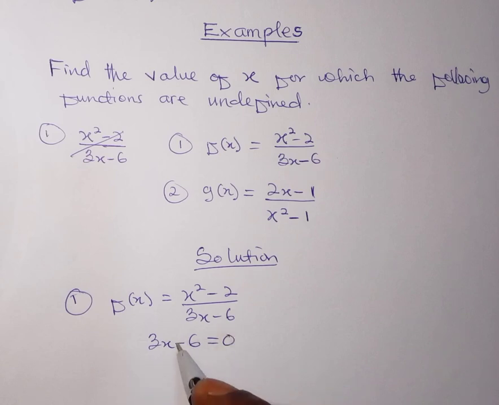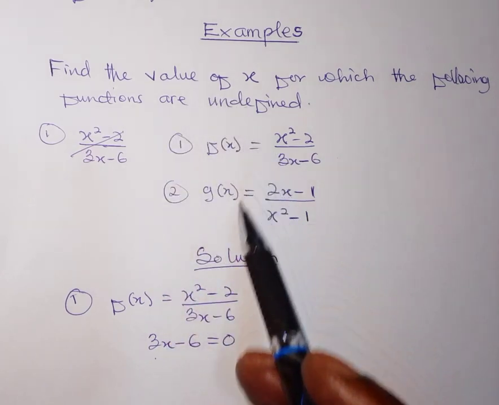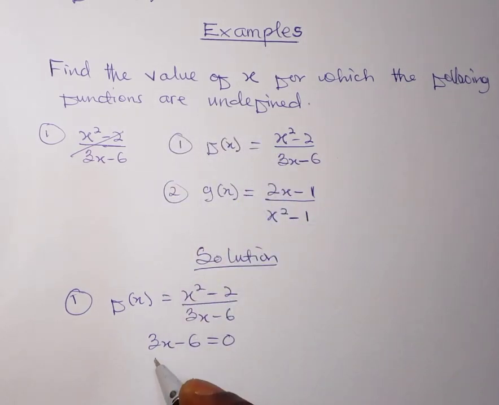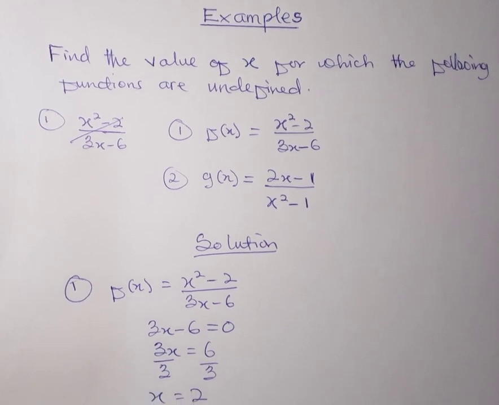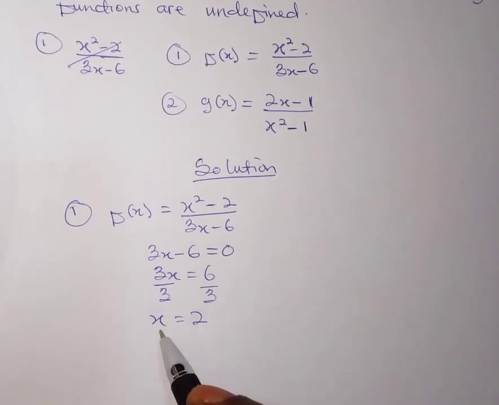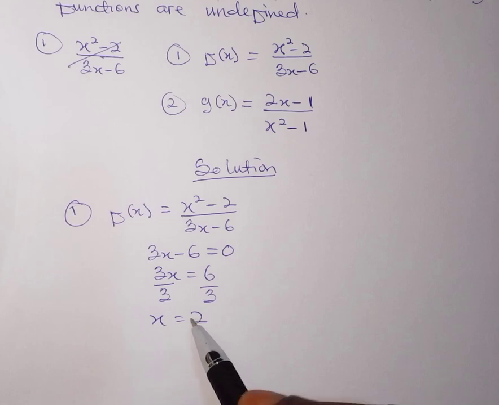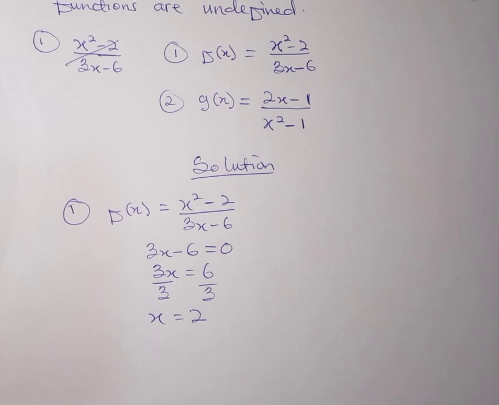So in that case, we solve for x, because we are looking out for values of x that will make the function undefined. Then I can write 3x is equal to 6, divide both sides by 3, and that gives me x equals 2. So the value of x that makes the function undefined is 2. If I substitute 2 here, you will see that the function will be undefined.